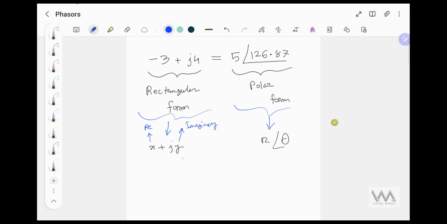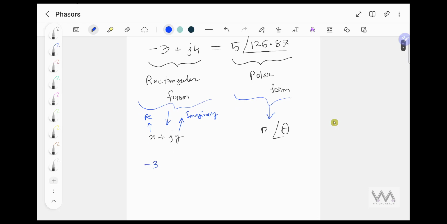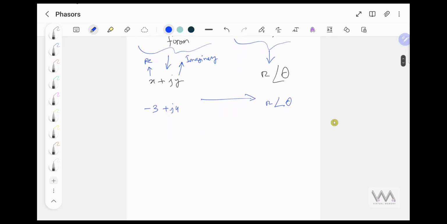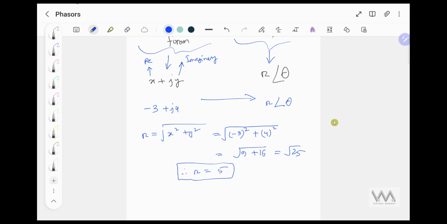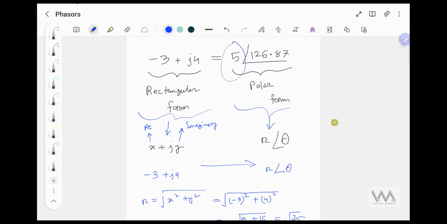So let's see how we can convert rectangular to polar form. Let's say we have this rectangular form, minus 3 plus j4, and we want to convert this to polar form, r theta. So we need to find r, and we need to find theta. So r is basically the square root of x squared plus y squared. X here is minus 3 squared plus y is 4 squared, square root. This gives us 9 plus 16, square root of 25. So r equals 5. As we can see, it matches with the 5 here, so that is correct.